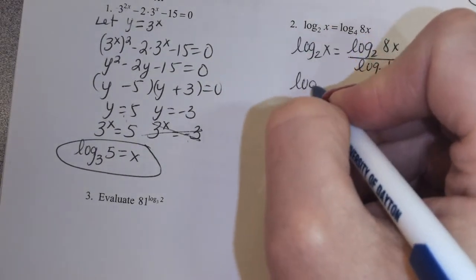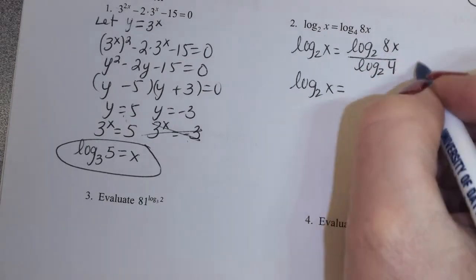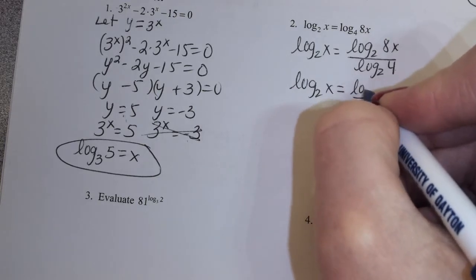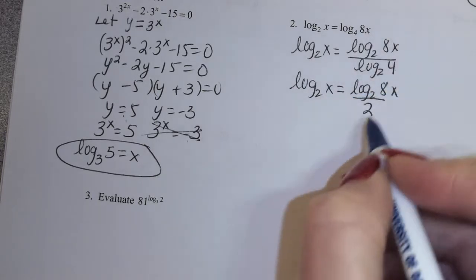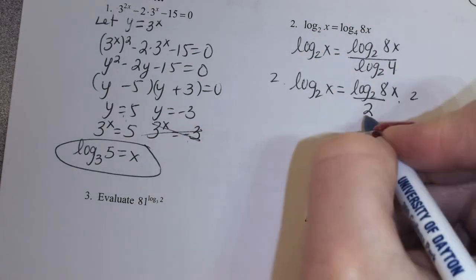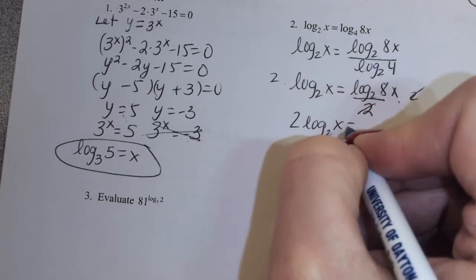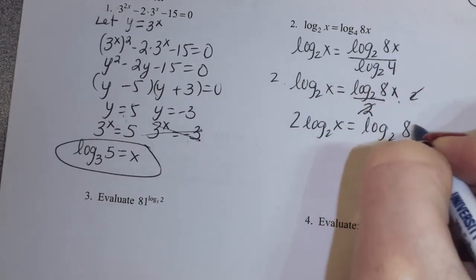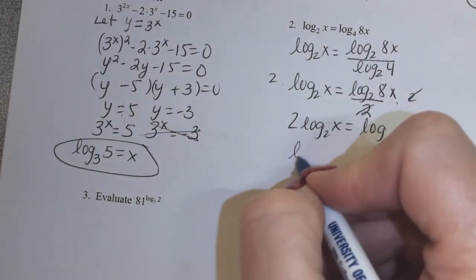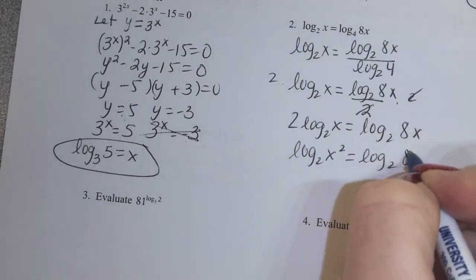So now I've got log base 2 of x equals log base 2 of 8x over log base 2 of 4. I can figure out 2 to the what's 4. So that answer is just 2. And then in the top I've got log base 2 of 8x. Well, now I can cross multiply this side by 2, this side by 2. So now I've got 2 log base 2 of x equals log base 2 of 8x. Anytime I have a coefficient, I can make it an exponent. So log base 2 of x squared equals log base 2 of 8x.